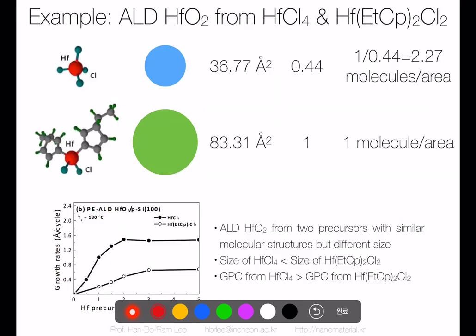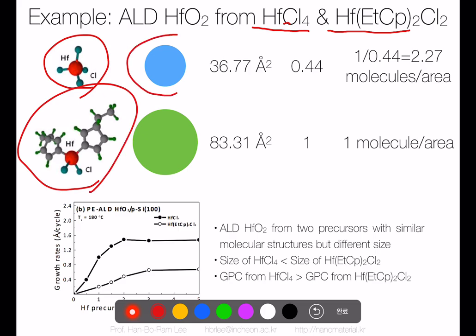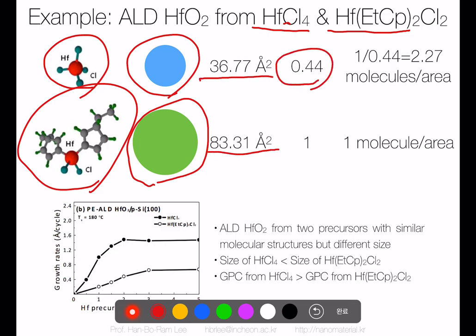So this is another really good example. We use two different precursors, hafnium tetrachloride and hafnium ethyl cyclopentadiene chloride. As you expected, this precursor molecule is much smaller than this. This is the top view and projection area of the precursor. This is the area size, and this is the inverse value of this. If this is 1, this is going to be 0.44. So the number of molecules per unit area is almost 2.27.